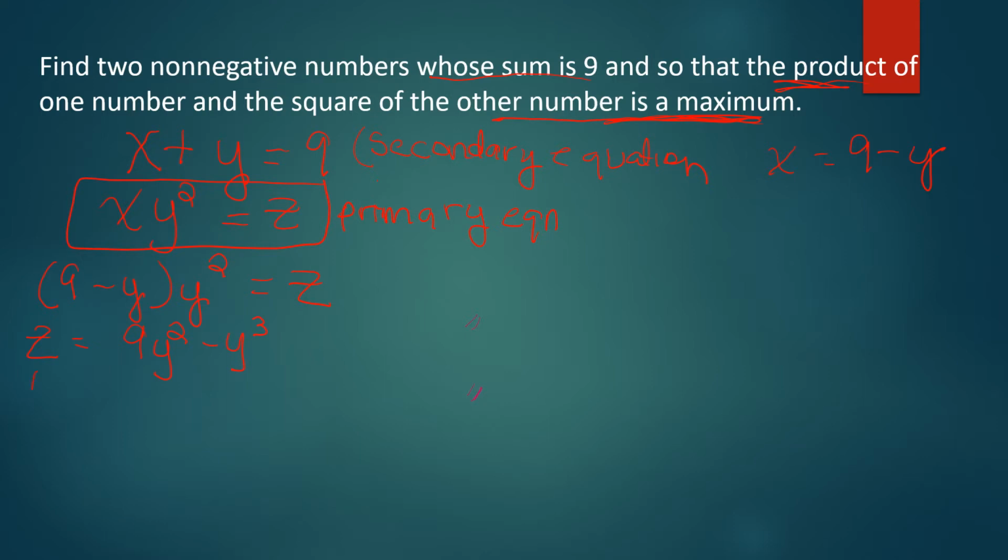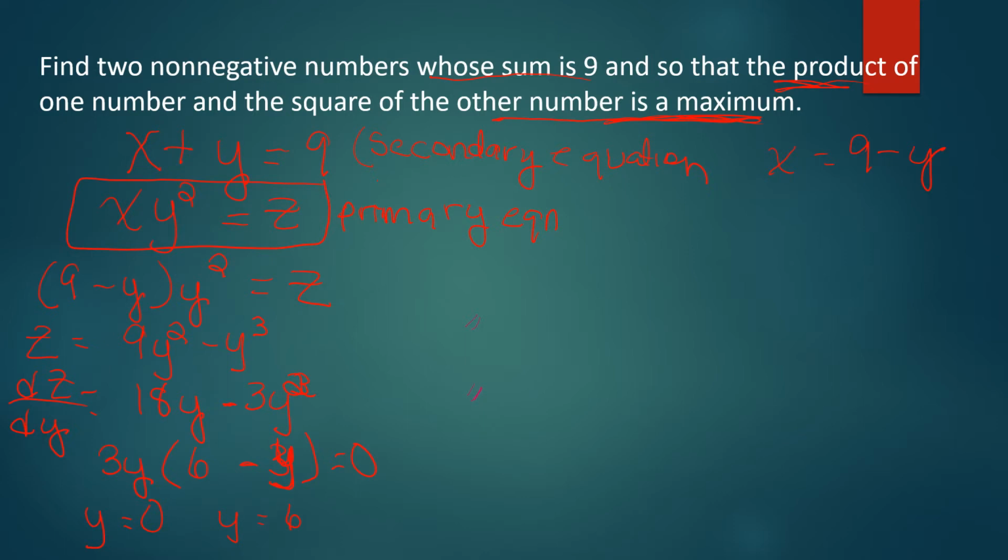I'm taking the derivative with respect to y because I don't want to use implicit. So when I take the derivative, I get 18y minus 3y squared. Okay? I want to maximize this. So anytime I want to maximize it, what I want to do is set it equal to 0. So I'm going to factor out 3y, and I get 6 minus y equals 0. So I get y equals 0, y equals 6.